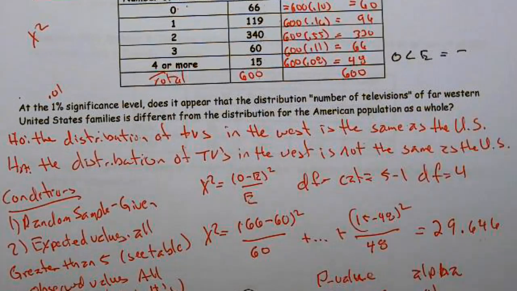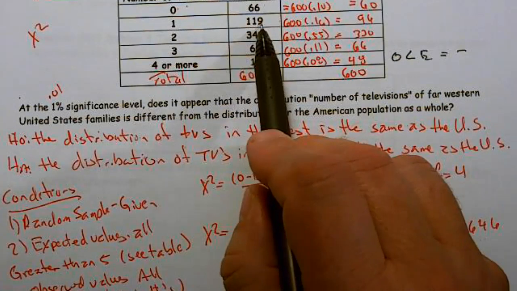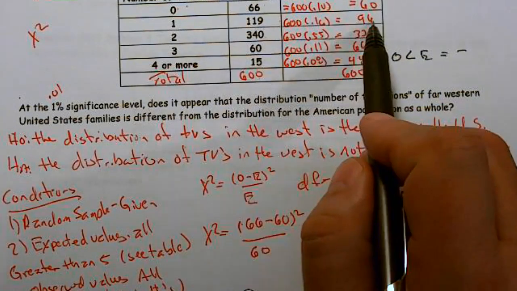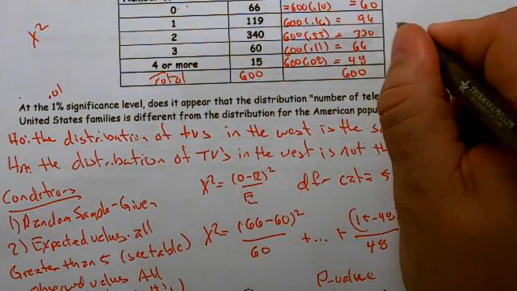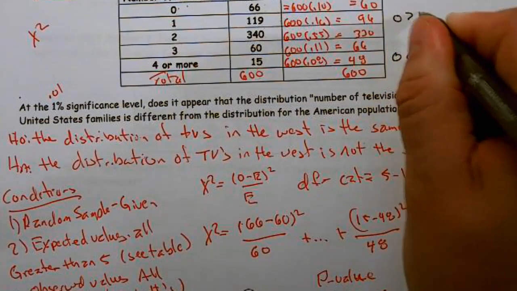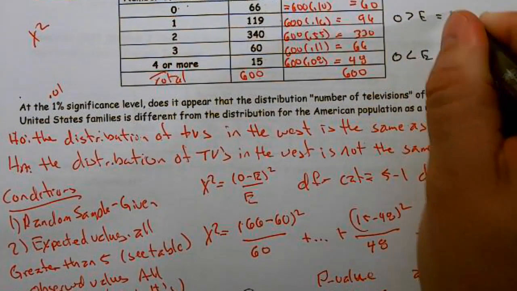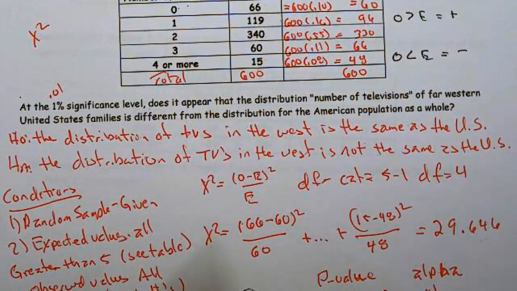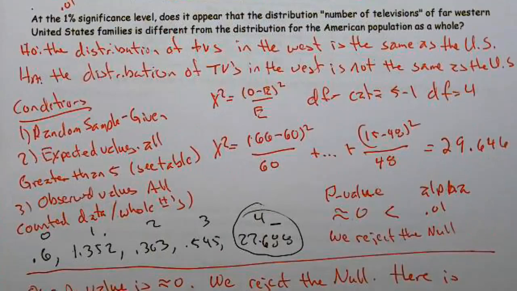And then when we get over here, we observed 119. This was greater, so our observed was greater than our expected, and that's a positive. And the 1 TV had my largest positive effect. All right, so that concludes our notes on chi-square goodness of fit. Thank you.